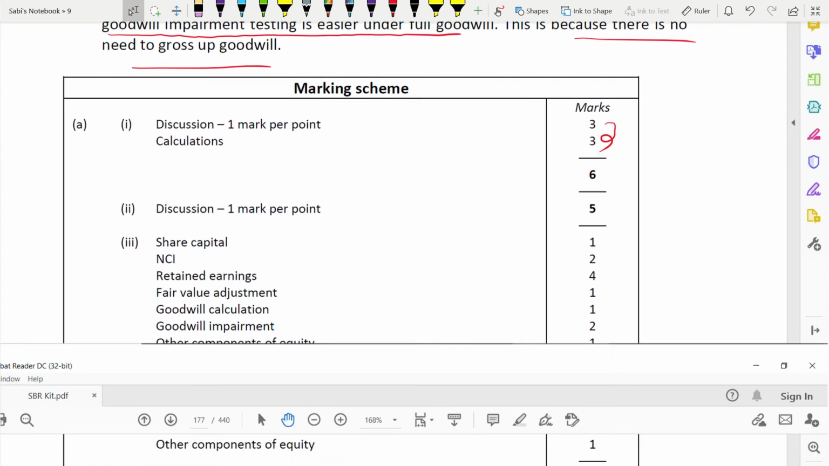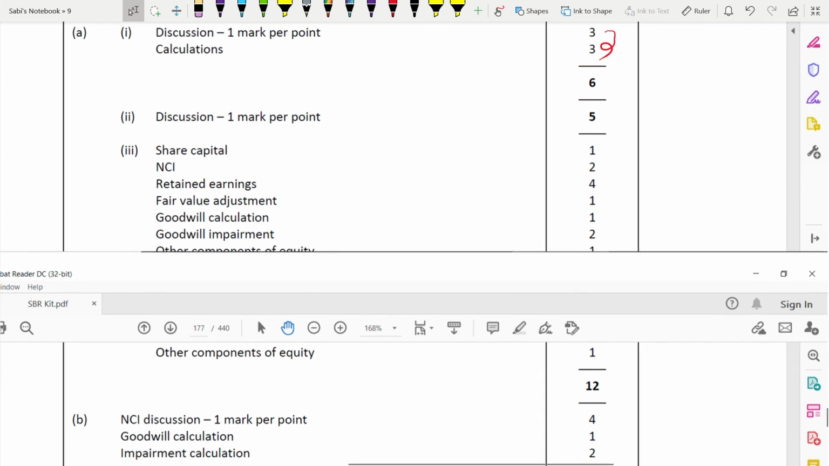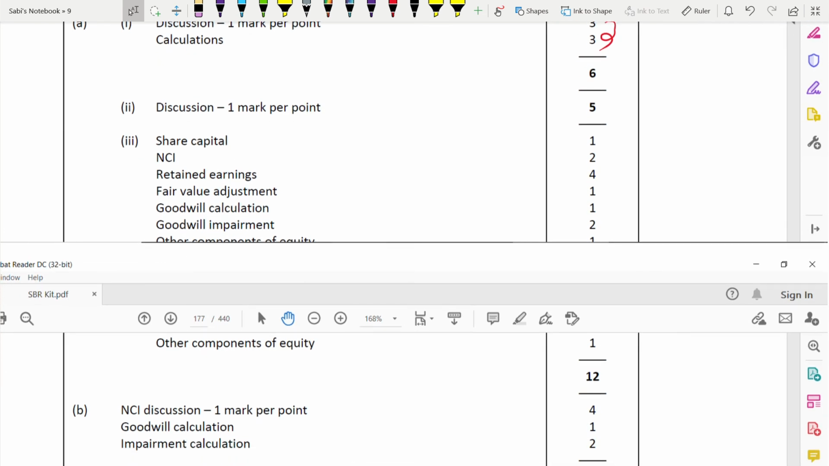Third, it was for 12 marks. Okay. Now we'll see the breakdown of the 12 marks. So 1 mark for the share capital, because there's no working for the share capital. You just take the parent company share capital. That's why it's only 1 mark. Wherever working is not required, 1 mark. Wherever working is required, more than 1 mark. NCI is 2 marks because working is required in NCI.